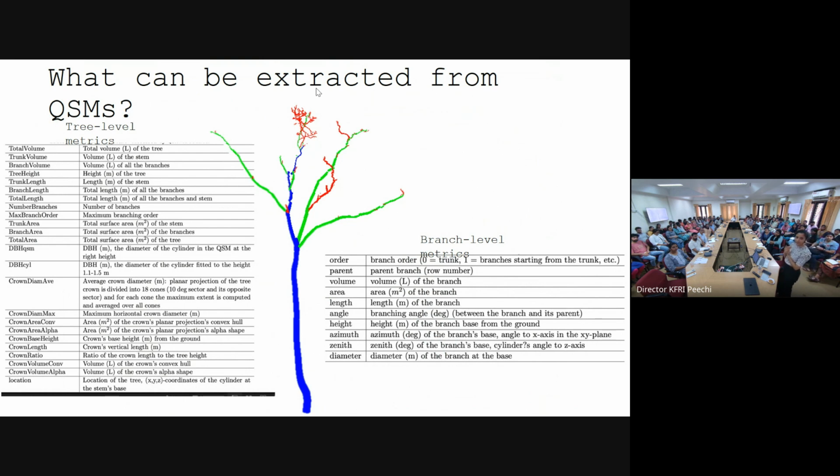You can estimate the parent branch for a particular daughter branch, the angle between these branches, the length of the branch, and the surface area of the branch. These are just some examples. What's the crown depth? What's the crown volume? So many other parameters. You name it and you can have it. So it's like endless opportunities to measure very detailed attributes of a tree.